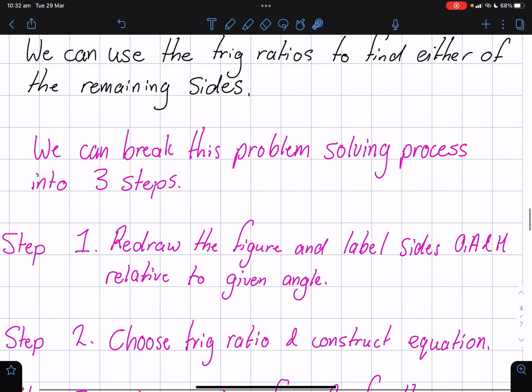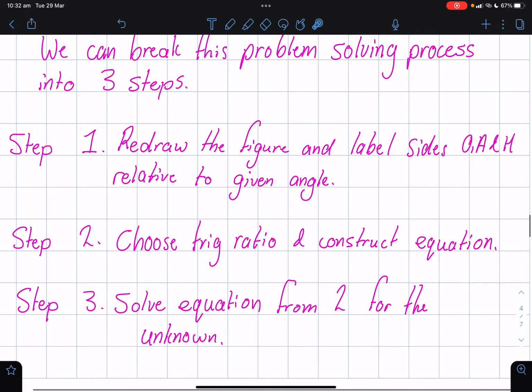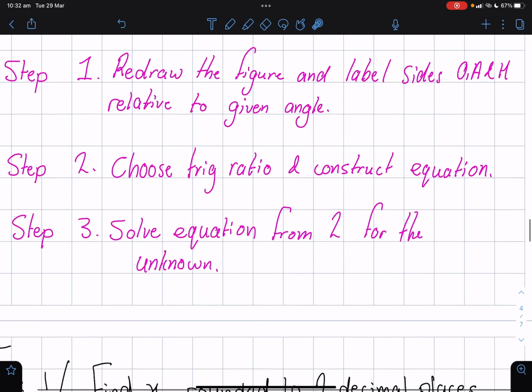Step 2, I want you to choose the trig ratio relevant to the 2 sides you have. So if you're given information about the hypotenuse and you want to find the opposite side, you would look at the trig ratio that has the opposite and the hypotenuse sides involved in it. Then construct an equation with that. I'll go through an example of that in a second as well. And then step 3, solve the equation from step 2 for the unknown, okay? So 3 very simple steps, and we're going to run through those right now.